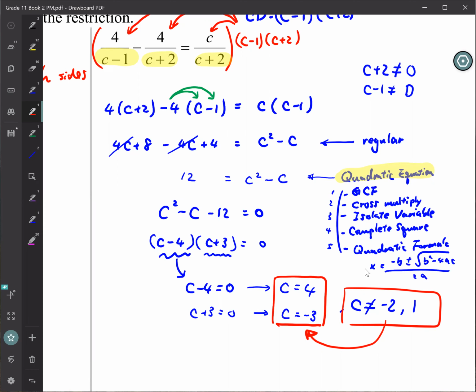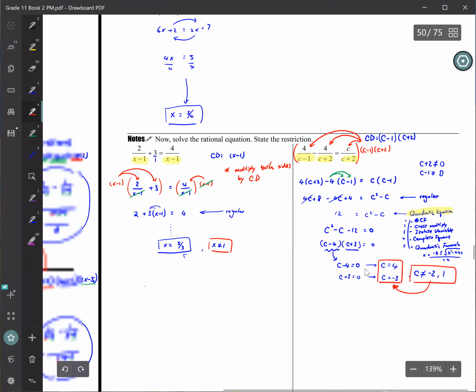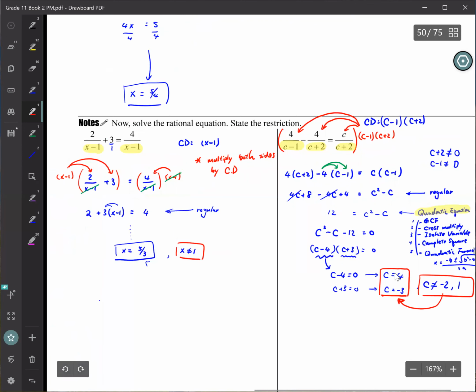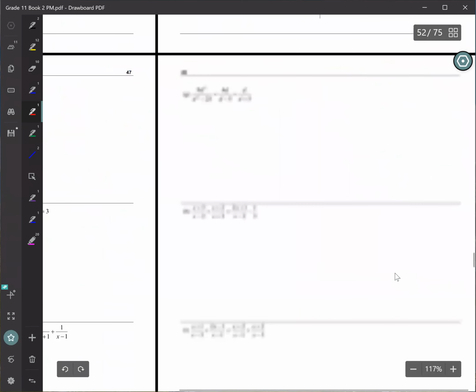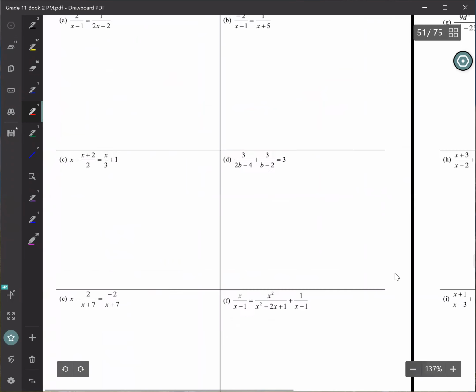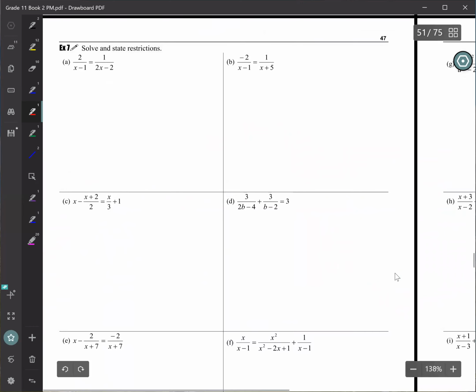Alright. Let's recap quickly. You just need to get the common denominator and multiply every fraction with it. Then during the steps, you might get a quadratic equation or something easier, like the left side. And at the end, don't forget restrictions, okay? I'll pick a couple more. Let's do question D.